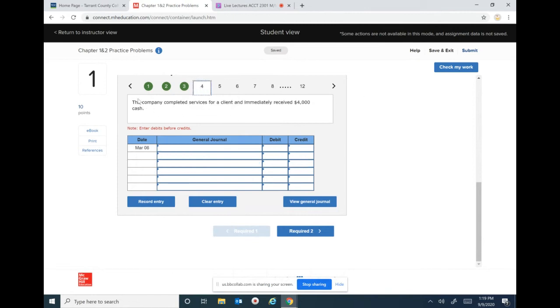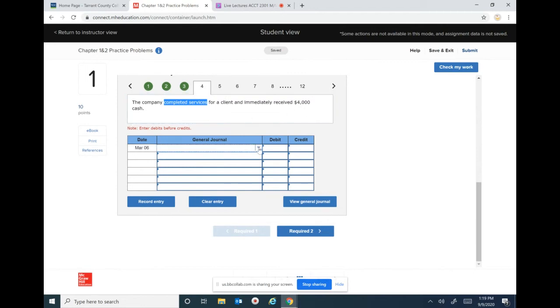I'm going to go to transaction 4. The company completed services for a client and immediately received $4,000 cash. So every time I see the words completed services, I'm trying to figure out if this is revenue, and the word completed is in past tense. So if the services are provided or completed and the goods are delivered or sold, this tells me that the company can recognize revenue.